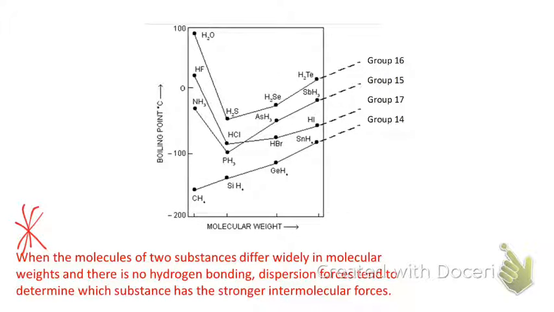When the molecules of two different substances differ widely in molecular weights and there is no hydrogen bonding, dispersion forces tend to determine which substance has the stronger intermolecular forces. What this is all saying is that hydrogen bonding is the biggest influence. Next come the dispersion forces. The more dispersion forces there are, the higher the molecular weight. And then finally, the dipole is going to be a factor. In that order, at least for molecules.